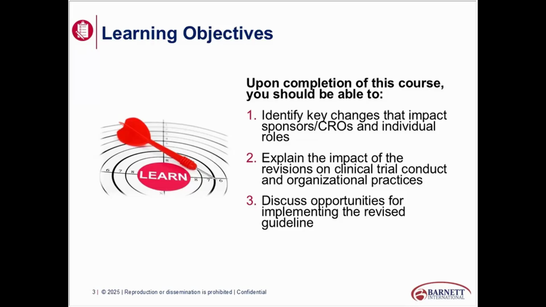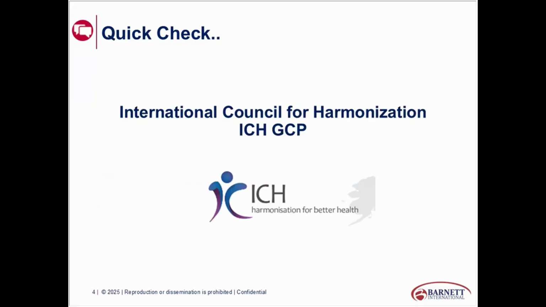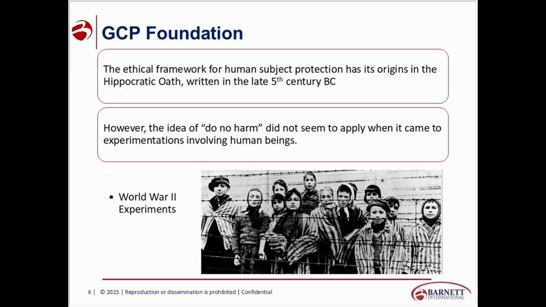So our goals are to identify key changes that impact sponsor, CROs and individual roles, explain the impact of revisions on clinical trial conduct and organizational practices, and opportunities for implementing. What does this mean to us? So we're going to be talking today about International Council for Harmonization. That's ICH GCP. So even the name has changed in the past 5-10 years. So we know that we can count on a lot of differences every single day.